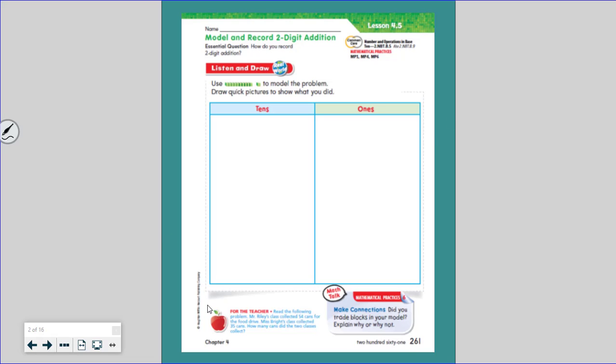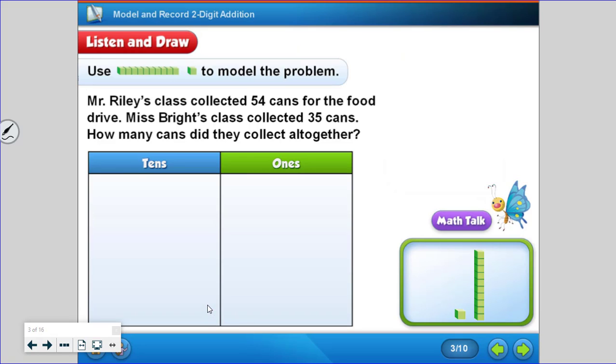Okay, you're back. So I'm actually going to go a page ahead. Still the same thing as you've got, but mine actually has the problem and a quick pic in my blocks that I can use over here. So here it is. It says Mr. Riley's class collected 54 cans for the food drive. I got to read what it says, right? Miss Bright's class collected 35 cans. How many cans did they collect altogether? So using your base 10 blocks, figure out how many cans Mr. Riley's class and Miss Bright's class collected altogether.